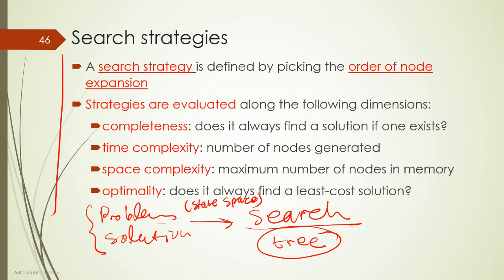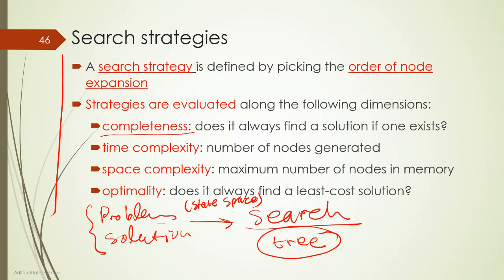Strategies for search are evaluated by whether the strategy you're suggesting is complete. Complete means that if there is a solution, it can definitely find the solution. Does it always find a solution if one exists? The other one is time complexity, the number of steps you need to take to find the solution with this strategy.